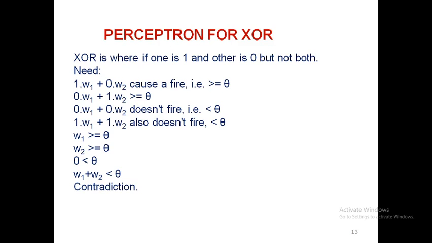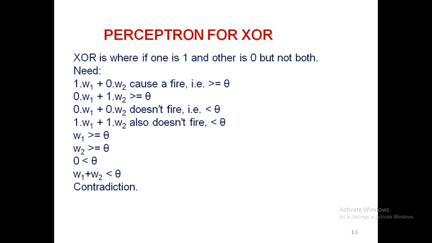Minus 8 which is less than theta. Theta is nothing but minus 5. Minus 8 is less than minus 5. Last equation alone has been satisfied. If we take W1 is equal to minus 4, W2 is equal to minus 4 and theta is equal to minus 5, W1 plus W2 is equal to minus 8 which is less than minus 5. Last equation satisfied.